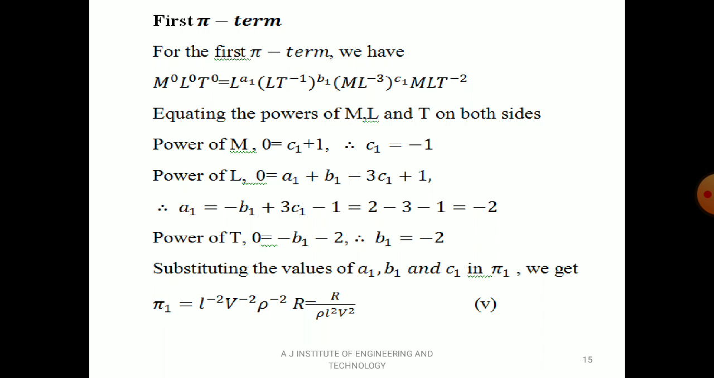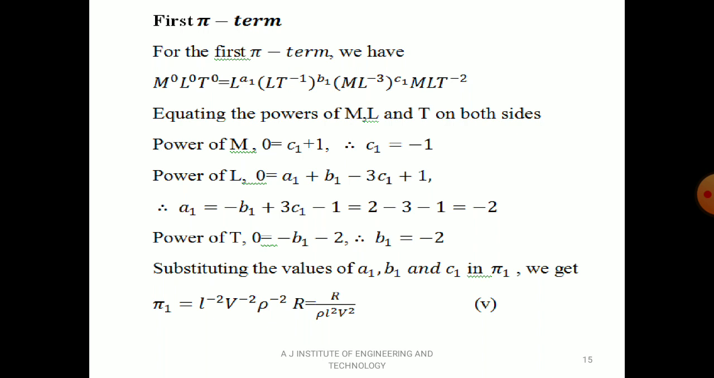L to the power A1, velocity has dimension L t to the power minus 1. So L t to the power minus 1 into to the power B1 into rho to the power C3. So rho has dimension M L to the power minus 3 into resisting force. It has dimension M L t to the power minus 2. Now, very easy concept, equating the powers of M, L and T on both sides.